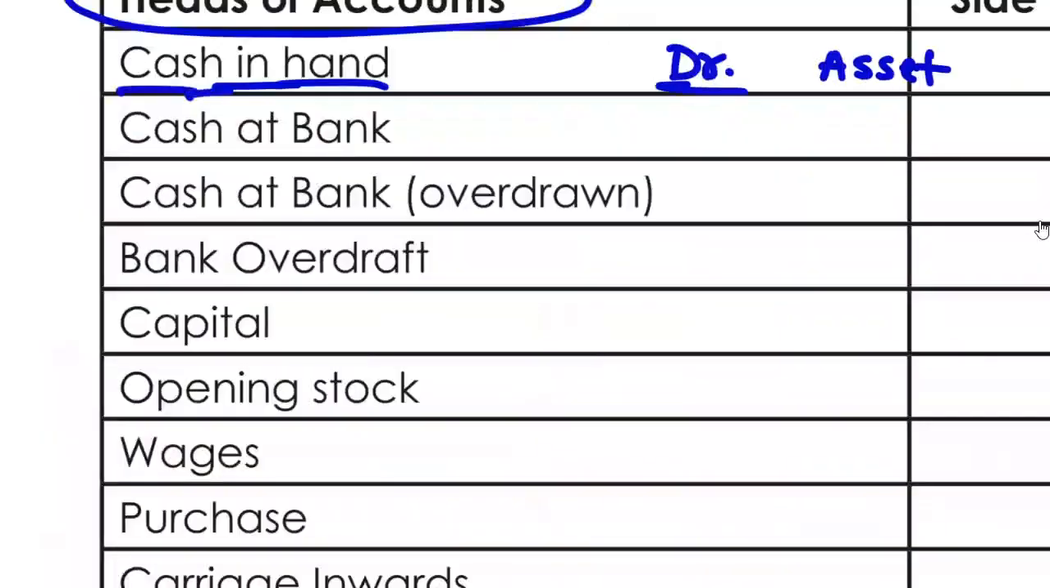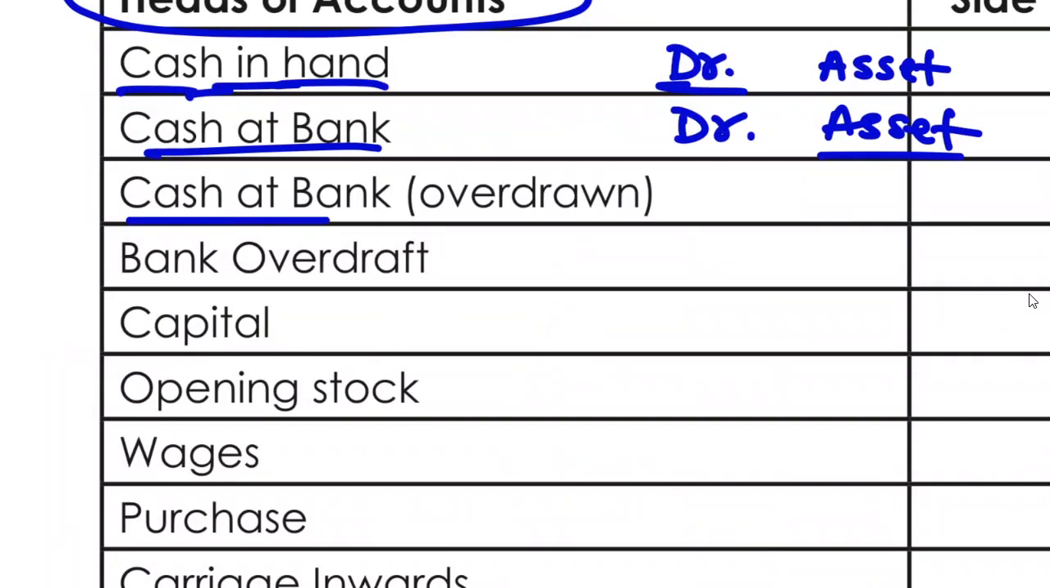Then we have cash at bank. It will also be a debit balance because it is an asset. Now I'm talking about just the general things you already know, but some accounts may be new. So cash at bank overdrawn. What do you mean by overdrawn?